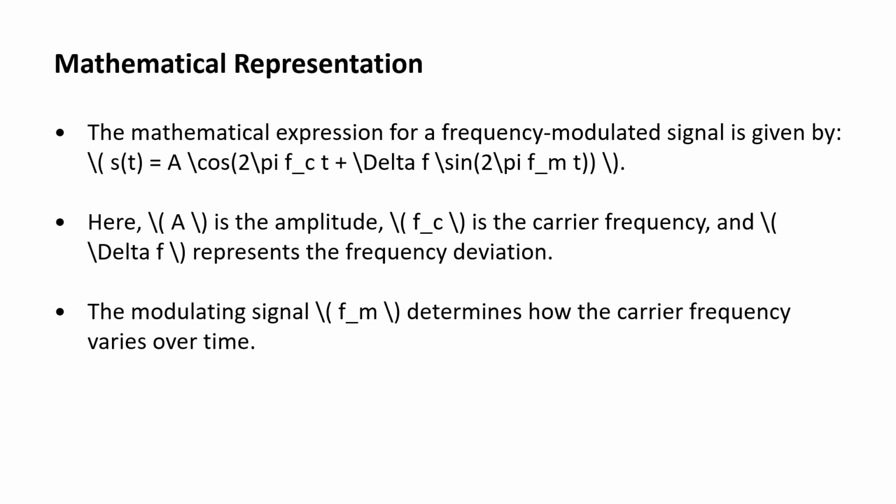Explanation: the instantaneous frequency of the frequency modulated signal varies based on the amplitude of the modulating signal. The modulation index beta determines how much the frequency deviates from the carrier frequency. Unlike amplitude modulation, where amplitude changes, frequency modulation keeps a constant amplitude but varies the frequency.